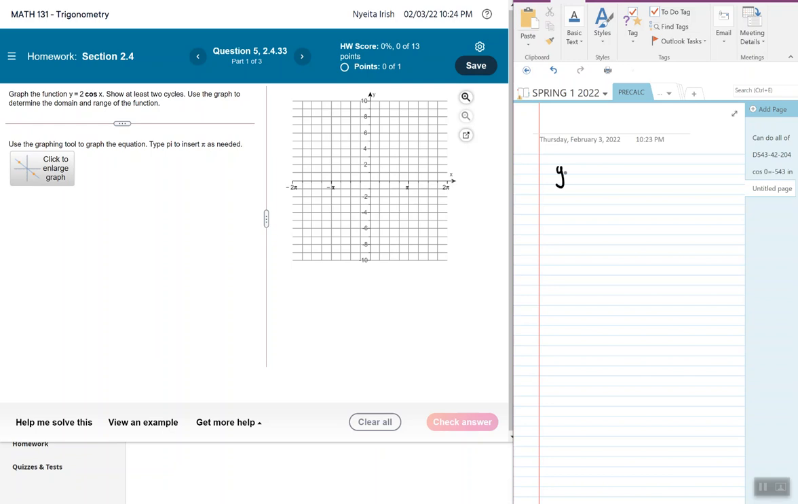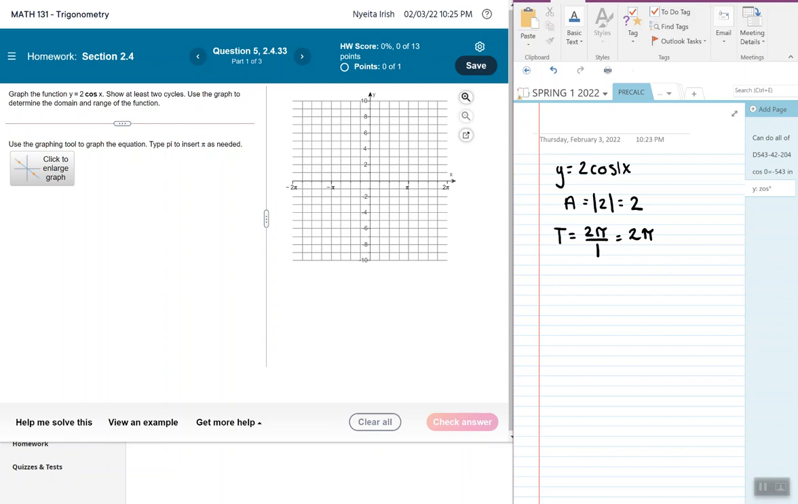So y equals 2 cosine x tells me that the amplitude is the absolute value of that number, which is 2. And then there's a 1 in front of the x. So my period is going to be 2 pi divided by the omega, which is 1. So my period is 2 pi.